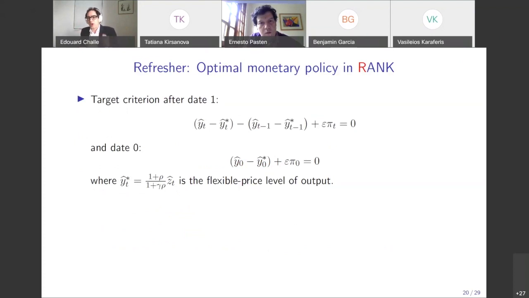So what I'm going to do is look at simple targeting rules, trying to understand when optimal policy departs from the divine coincidence result, which guides optimal monetary policy in many specifications of the New Keynesian model. Let me just remind you what the targeting rules are under a representative agent. If we shut down completely the idiosyncratic shock in our model, we recover the divine coincidence result. So the optimality condition of the central bank is given by those two equations.